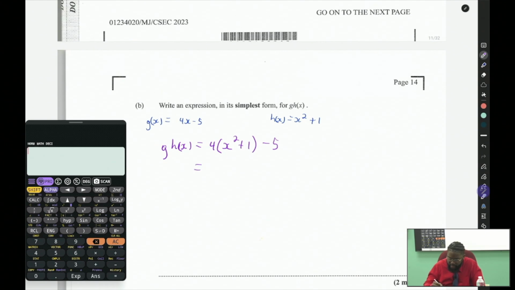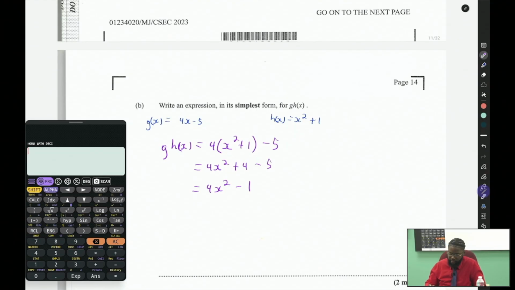So we're going to simplify this. We're going to distribute the 4 inside the bracket. 4 times x squared gives us 4x squared. 4 times 1 gives us 4 minus 5. And if we continue to simplify, we're going to get 4x squared minus 1.